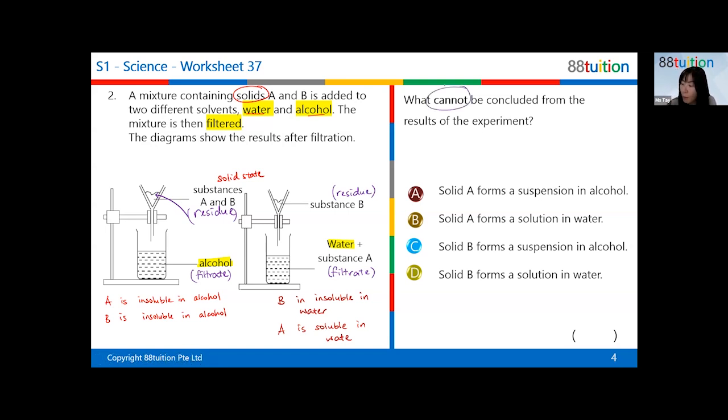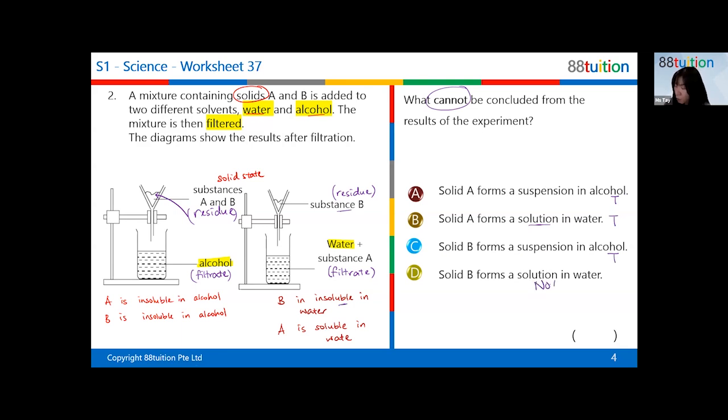So what cannot be concluded from the results of the experiment? A forms a suspension in alcohol. This is true, so it can be concluded. A forms a solution in water. Yep, because it's soluble in water. This is true as well. Now, solid B forms a suspension in alcohol. This is correct because B is insoluble, right? I already put it in here. So this is correct.